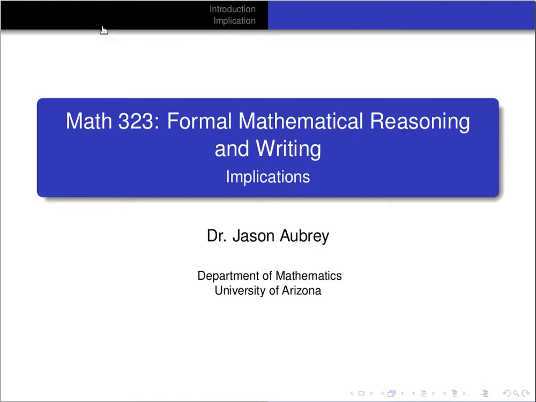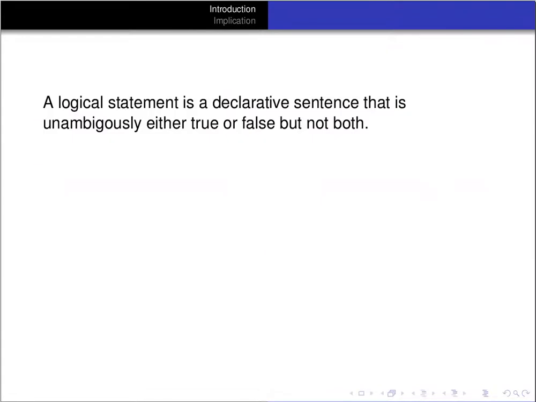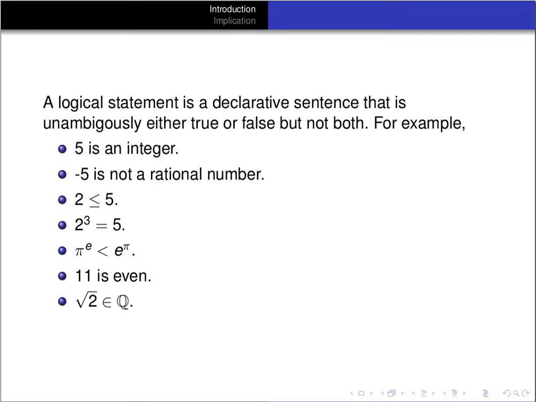In this video, we're going to discuss how implications are used in mathematics and logic. So first, let's recall that a logical statement is a declarative sentence that is unambiguously either true or false. So for example, here are some examples of logical statements.